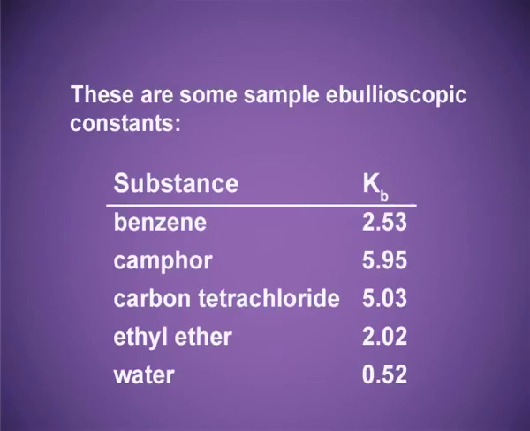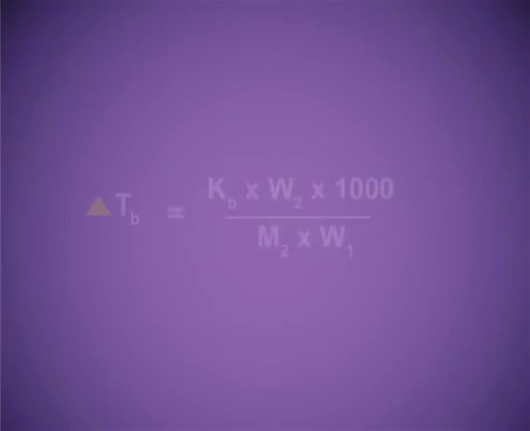These are some sample ebullioscopic constants. For benzene, the value of Kb is 2.53 Kelvin kg per mole. For camphor, it is 5.95 and so on. For water, it is 0.52. These values are important when you are going to solve numericals based on elevation in boiling point. For the common solvents, it's better that you learn the values for at least benzene and water.